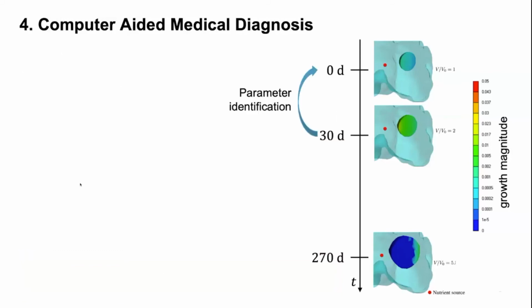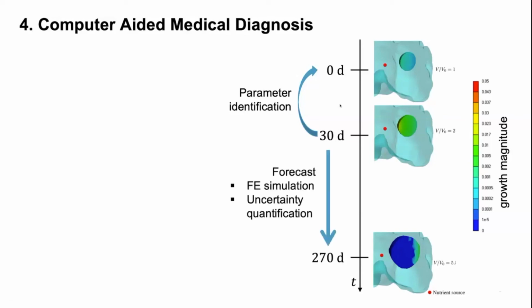And again, what we need here is parameter identification at time 0. At day 0, we can take an MRI, and 30 days later, we could take another MRI. From these two MRIs, we could identify parameters of our model. And when we have identified parameters, we can make a forecast with the FE simulation, and of course we also need an uncertainty quantification built in because we might not have found the true model parameters. So here we need to really be sure about what we're doing.